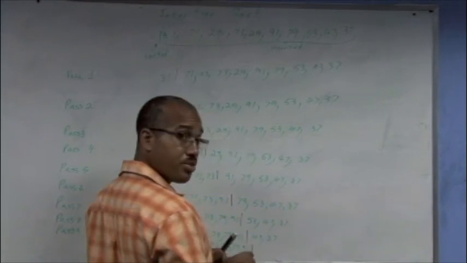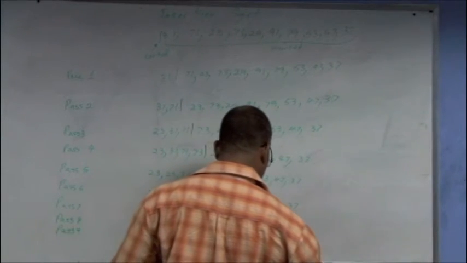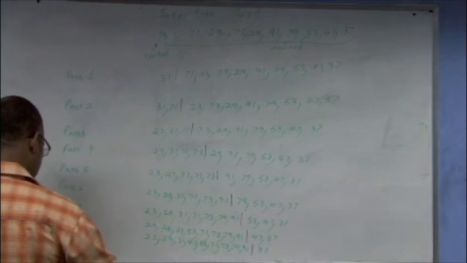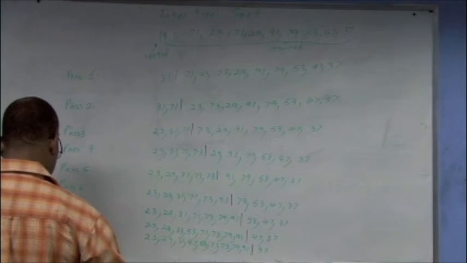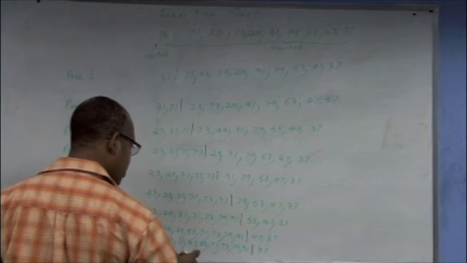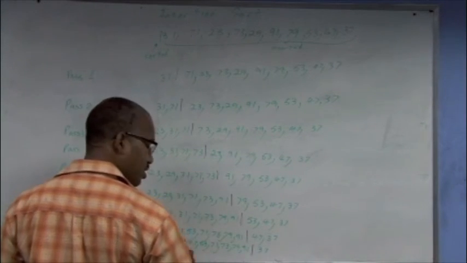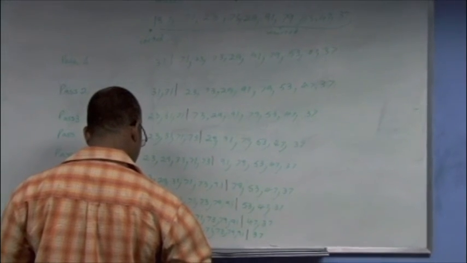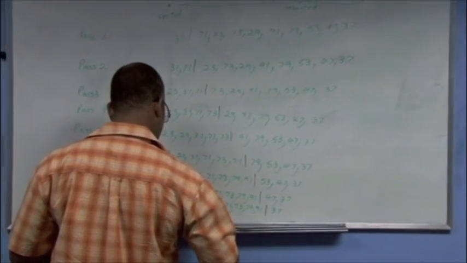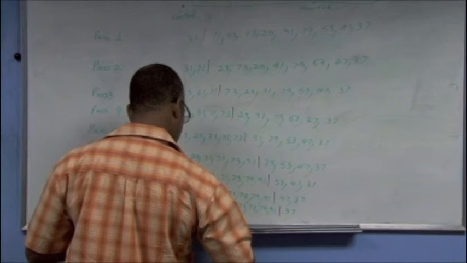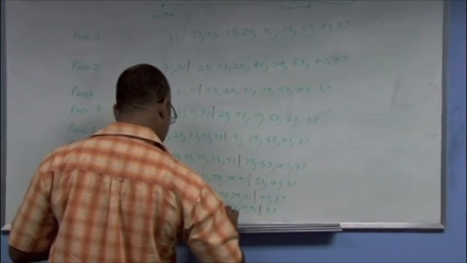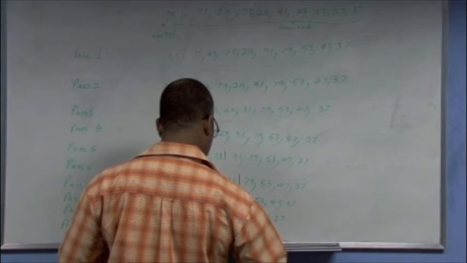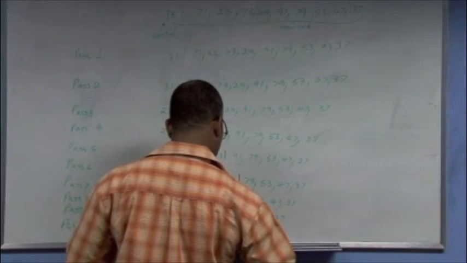So now there's only one thing left in our unsorted list. And on the next step, our unsorted list will end up empty, and that's when the algorithm concludes. 23, 29, 31, 37, 47, 53, 71, 73, 79, 91.